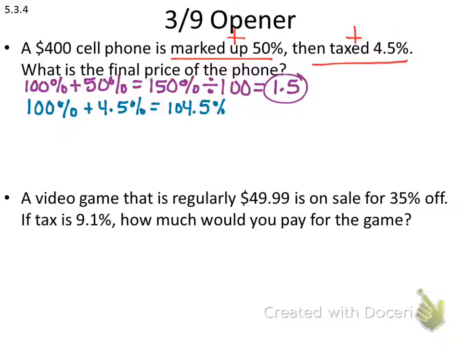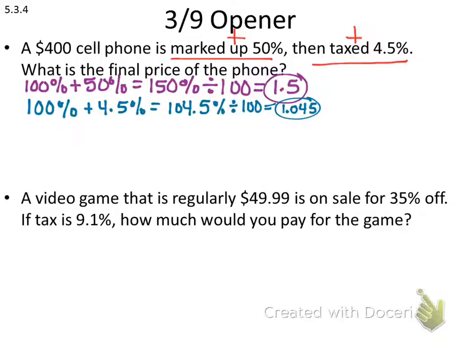Change percent to a decimal. So we're going to divide that number by 100. So just take divided by 100 in your calculator, so you don't have to clear it out. 1.045. And this is our multiplier, so I'm going to circle it. So now I have my 2 multipliers. So now I'm ready to find the new cost of the $400 cell phone.